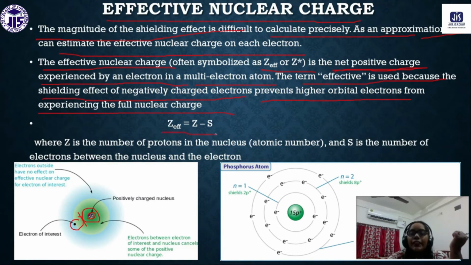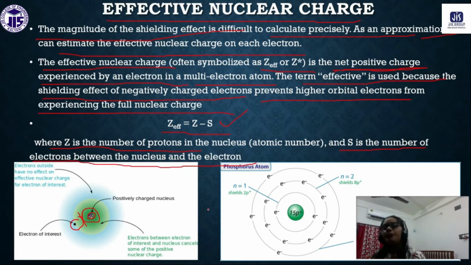So generally Z effective equals Z minus S. By this equation we can calculate the effective nuclear charge for an atom, for an element. Where Z is the number of protons we have in the nucleus, and S is the number of electrons between the nucleus and the electron.